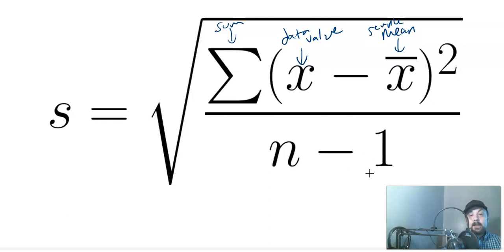Then we divide by n minus 1, not just n, but n minus 1 because of that degree of freedom stuff. And then we had to take the square root because the units were off. That's why the formula looks the way it does. And the symbol that we use to represent the standard deviation is S.